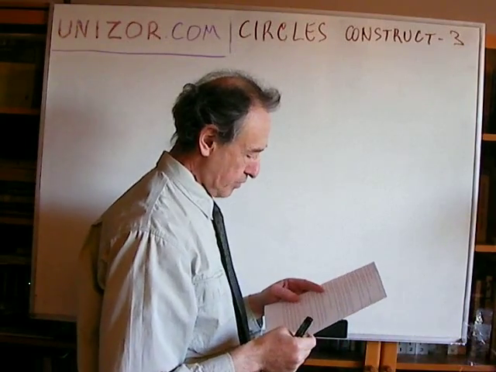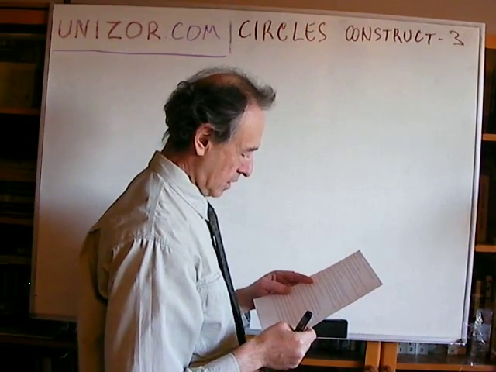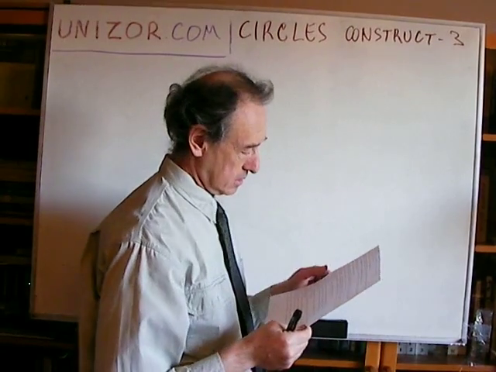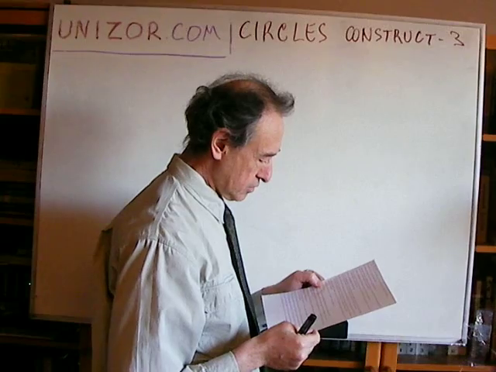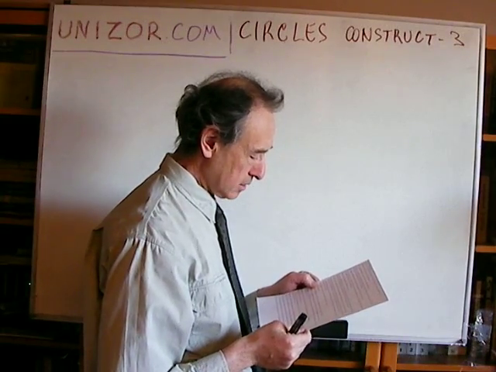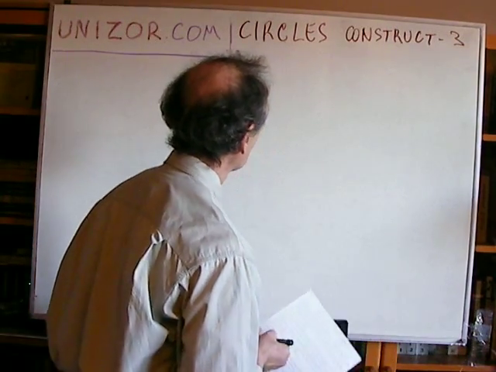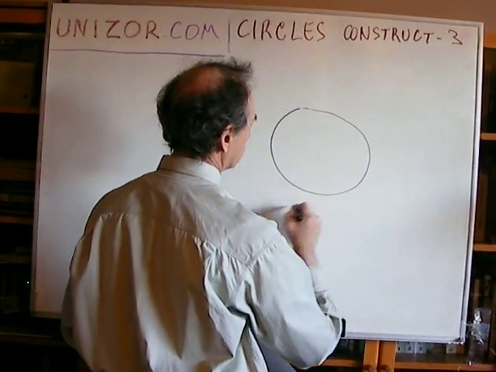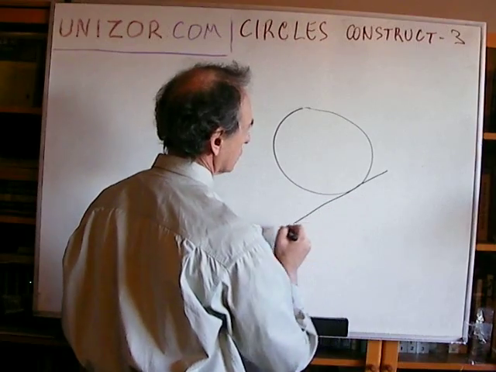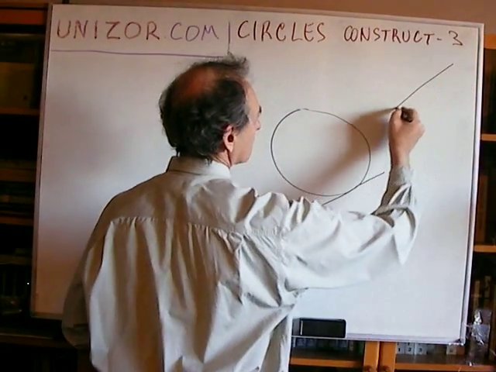Okay, the last problem on this construction number 3. Construct a tangent to a given circle parallel to a given straight line. All right, so you have a circle. You have to construct a tangent which is parallel to a given line.